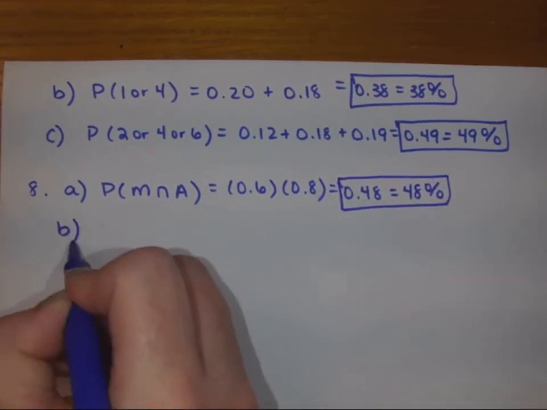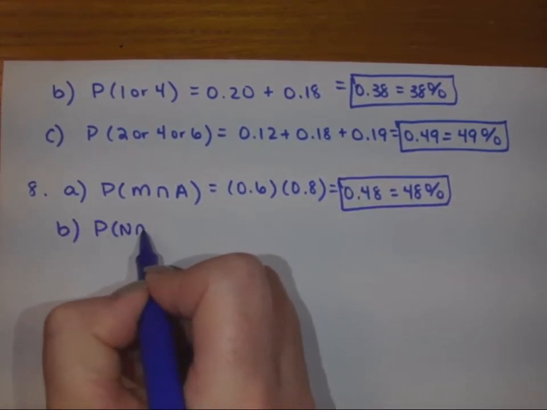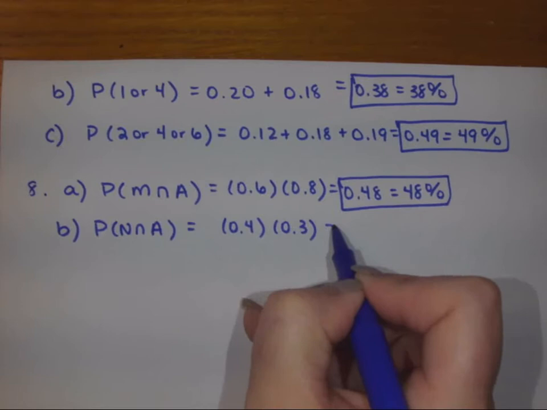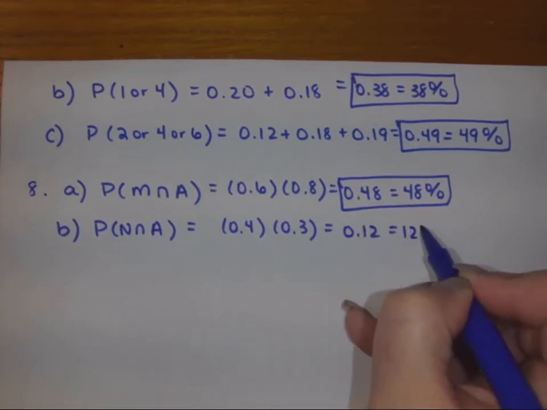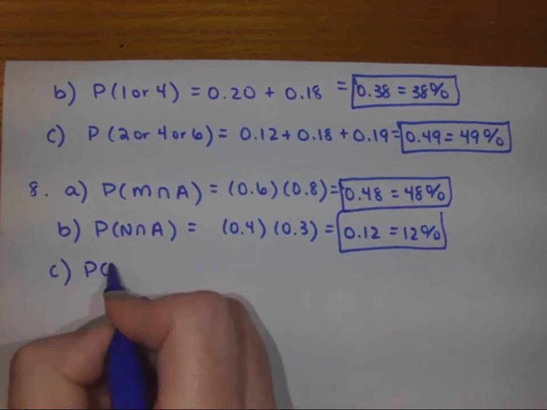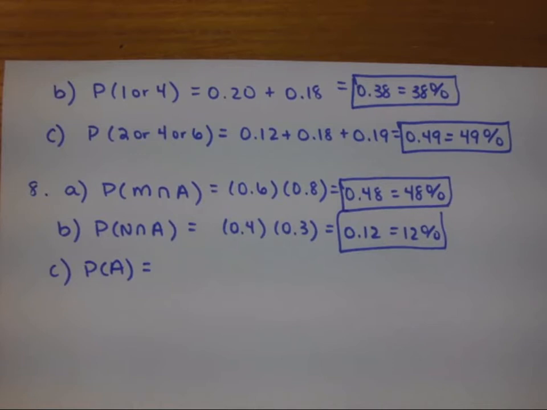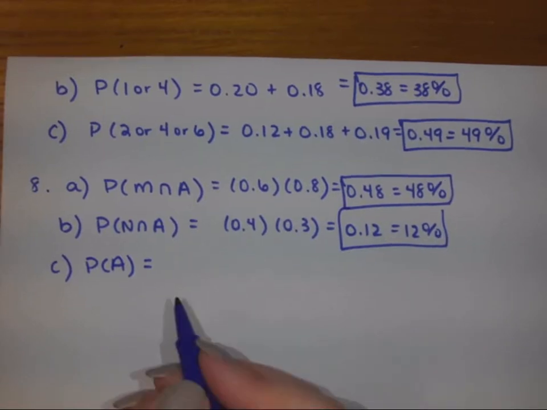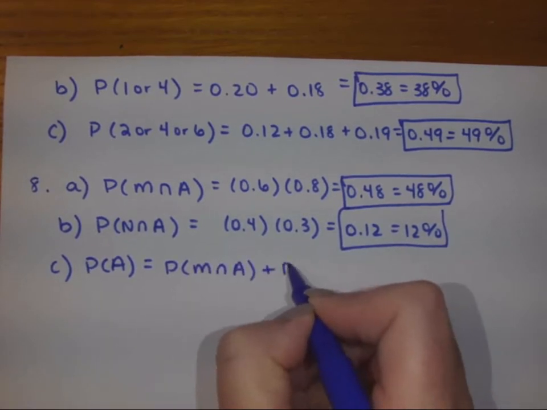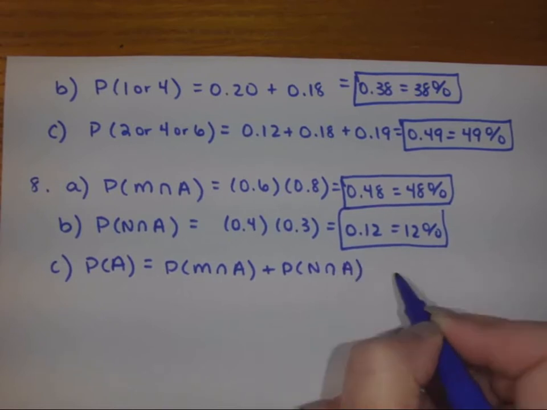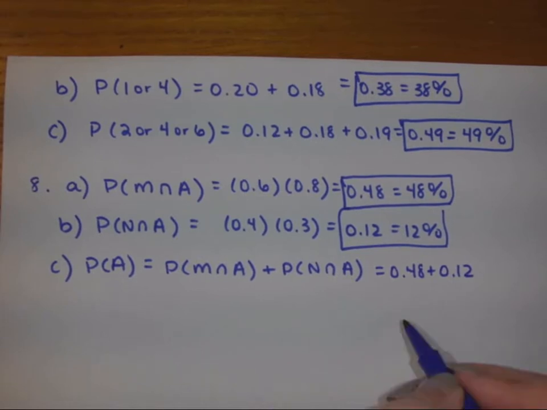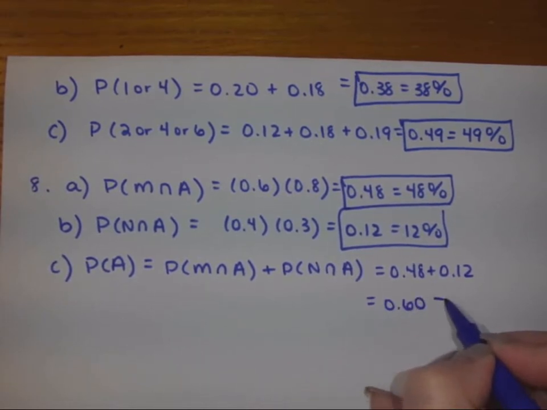Okay, so make sure you have your tree diagram out. The probability of N and A would be 0.4 followed by 0.3, and you'd multiply them again. So that would be 12%. The probability of A, notice we just found the 2 ways to get to A, right? So all we need to actually do is just add those up, okay? So we just need to find the probability of M followed by A plus the probability of N followed by A. So we would just take the 0.48 plus 0.12, and that would give us 0.60 or 60%.